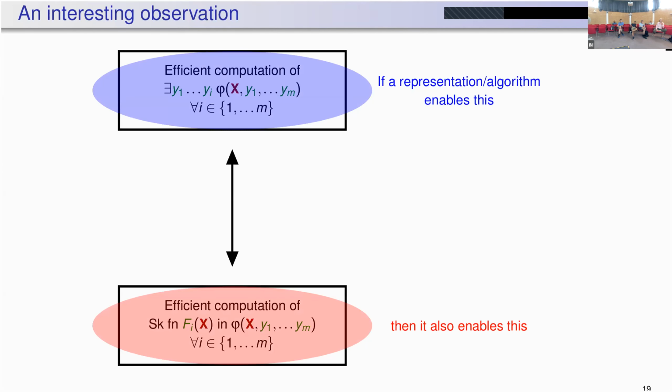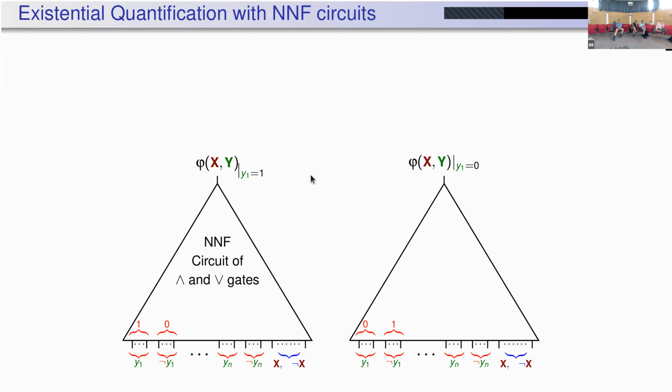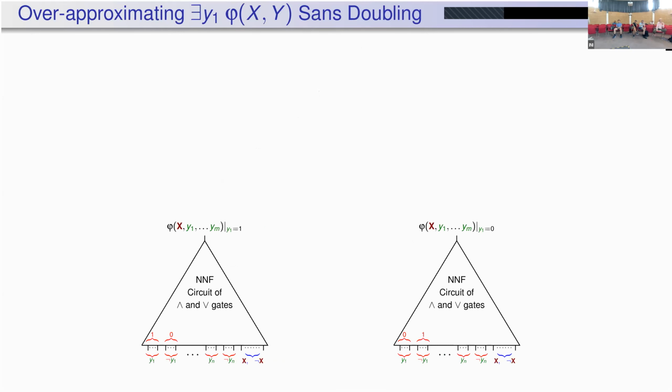So let us see how we can try to do this existential quantification with NNF circuits. So here's the specification phi(x, y). All the x's, the negation x's, y's, and negation y's are in the leaves, and the circuit is just made of gates. And of course, I set y1 to 1 and negation y1 to 0, and that is the cofactor. And do a similar thing with the other cofactor. And the existential quantifier is by definition the disjunction of these two things. But then, if I want to calculate this existential quantification, this is doubling the size. That's bad. So the question we ask is, well, can we compute that existential quantifier without the doubling? And to begin with, can we at least compute an approximation? Because obviously we can't do it exactly.